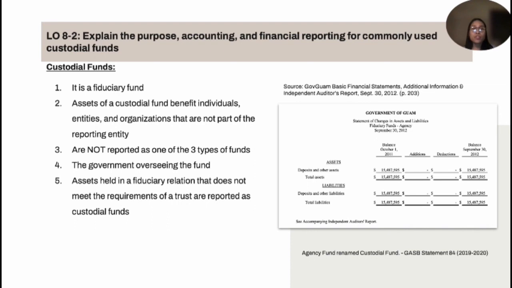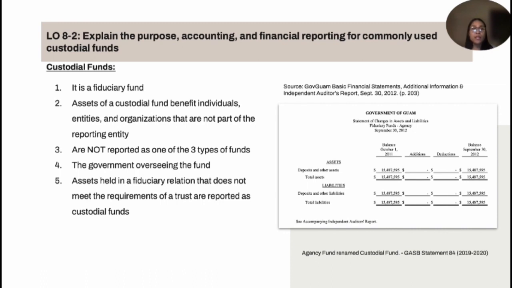Not to be confused with trust funds, which are assets that are administered through a trust, assets that are used only to provide benefits to recipients in accordance with benefit terms, and assets that are legally protected from the government's creditors. The GASB recognizes custodial funds to not be part of these three types of trust funds. So, in essence, assets that are held in a fiduciary relationship that does not meet the requirements of a trust fund are reported as custodial funds.